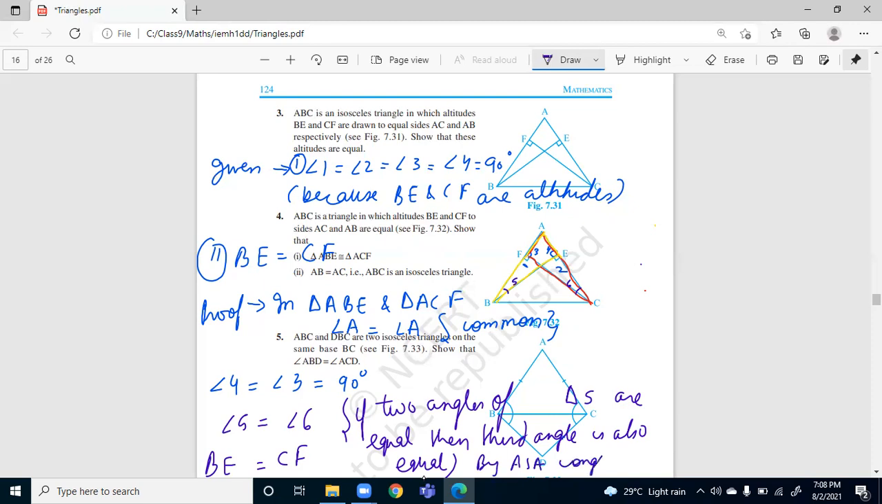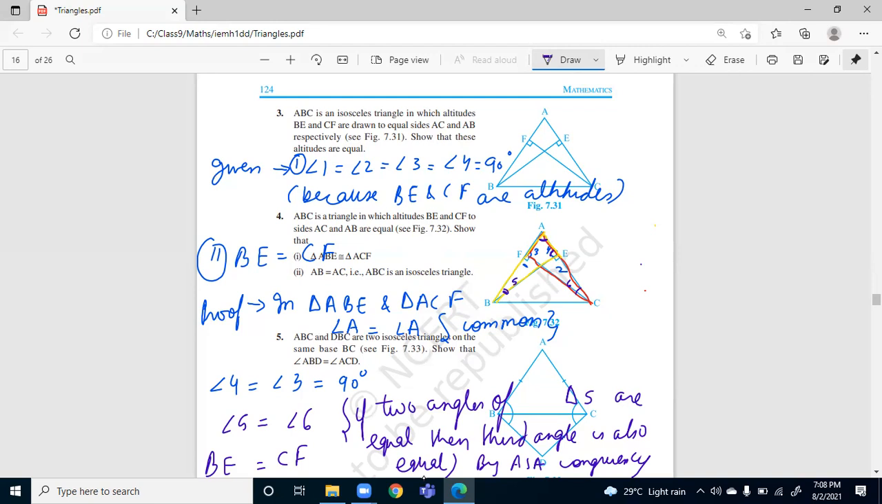Instead of ASA, wouldn't it be AAS? AAS we can take, but we have simplified it, Dhanvi. How have we simplified? See, this angle is angle A, and I have taken like this. If you look at the triangle ABE, I have taken angle 5 and angle 4, and the included side is BE. Similarly, when you look at ACF, we have taken 3 and 6, and the included side is CF.